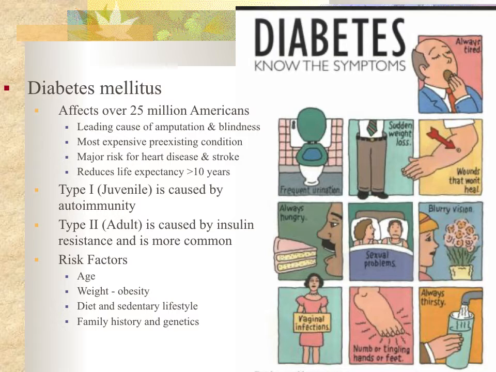Type 2 diabetes, or adult onset diabetes, is different. It's caused by insulin resistance. The pancreas still produces insulin, but cells just don't respond to it. This is the more common type of diabetes, and this is the one that has increased rapidly in Americans. For type 2 diabetes, the most important risk factors are age, being overweight, particularly being obese, having a diet rich in sugars and fats and a sedentary lifestyle, and then a family history and genetics of diabetes.